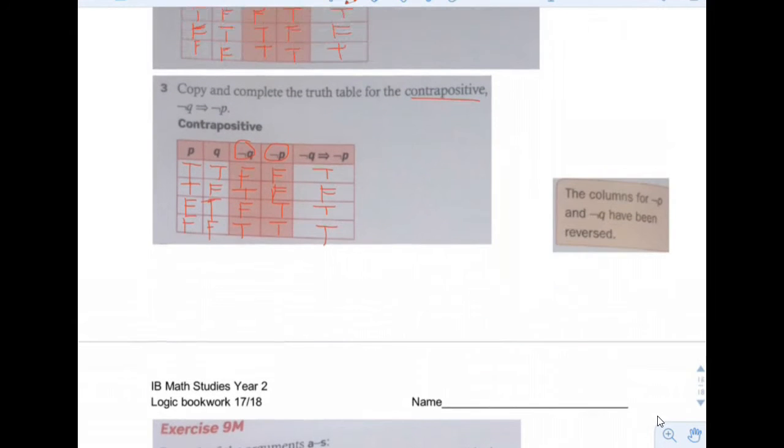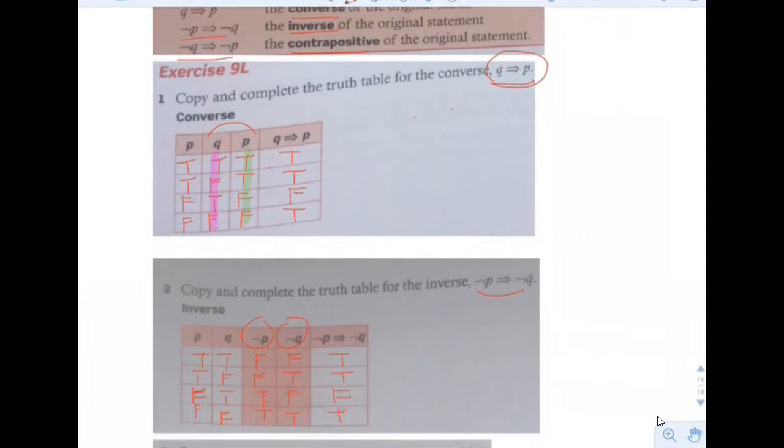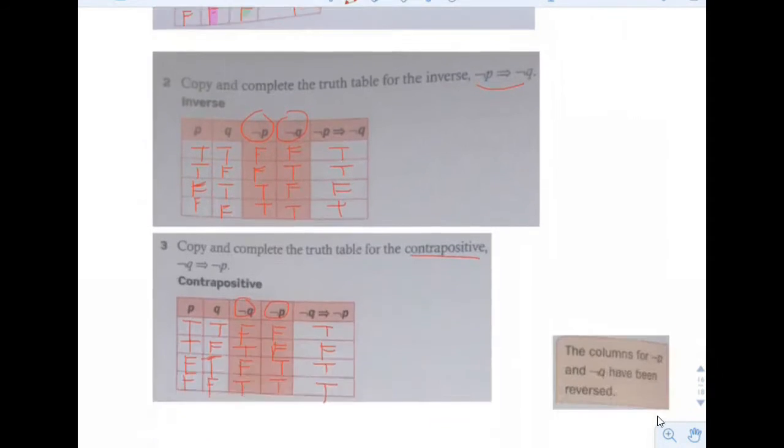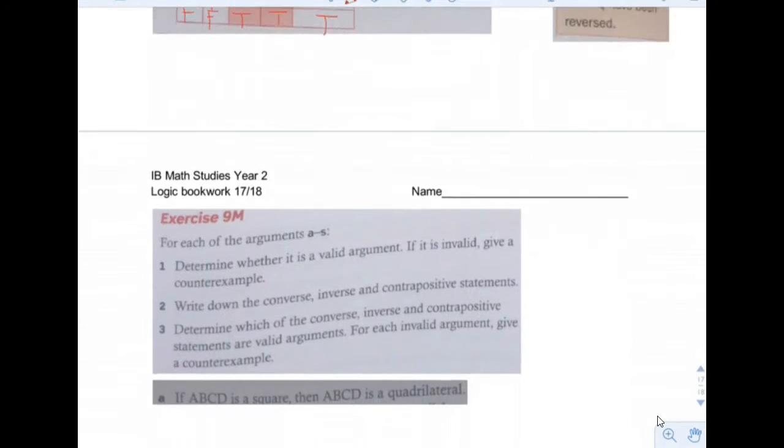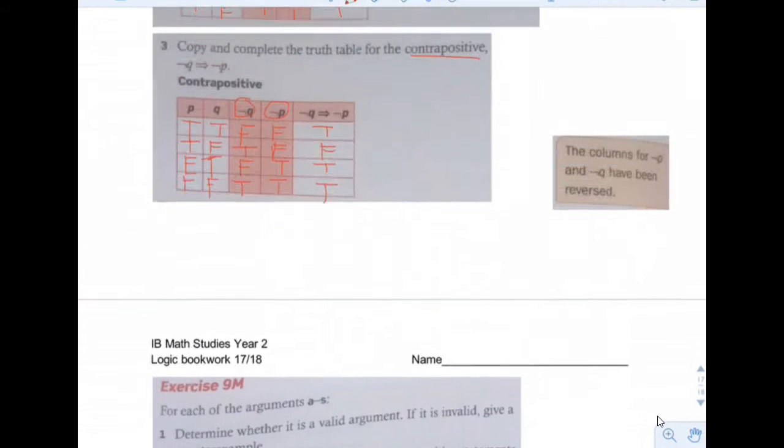Okay. So we've done the truth tables for contrapositive, for inverse, and for converse. And right now I don't have those memorized yet. That's okay. Okay, and I guess that's it for 15 and 16. All right?